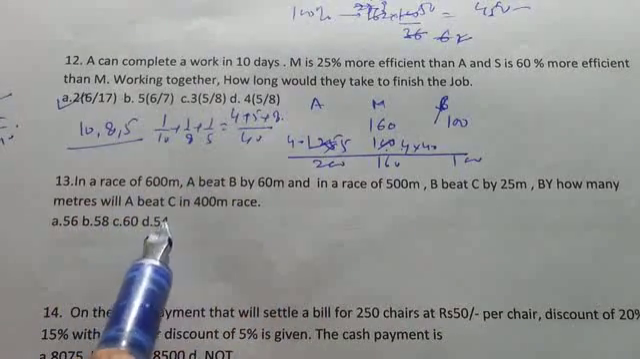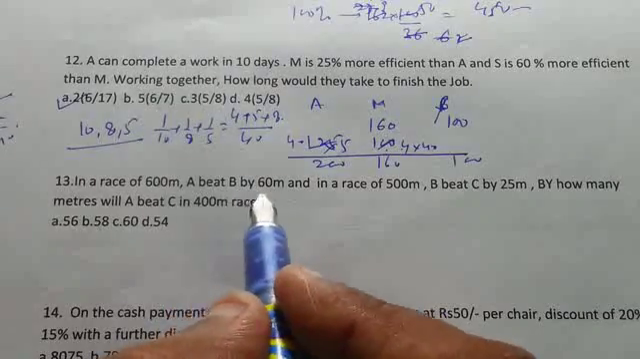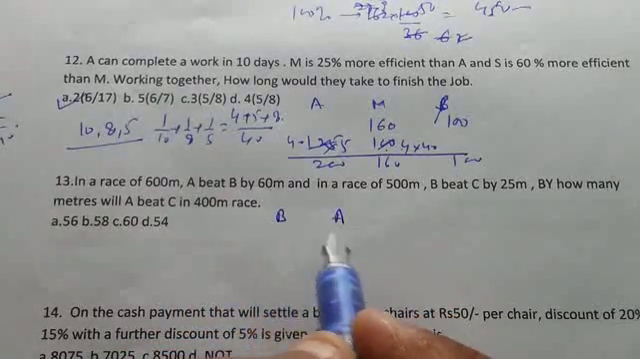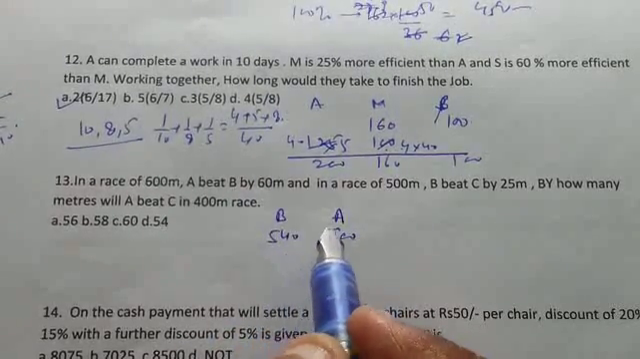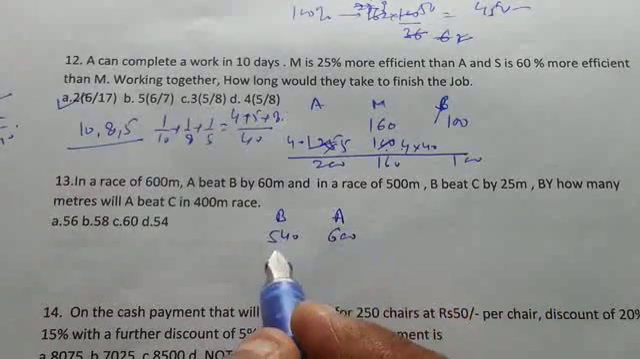Now it's a simple case of ratio and proportion. Let us see another, again a simple case of ratio and proportion. In a race of 600 meters, A beat B by 60 meters. That means we are having A, we are having B. So if A covers 600 meters, B covers 540 meters. And in a race of 500 meters, B beats C by 25 meters.